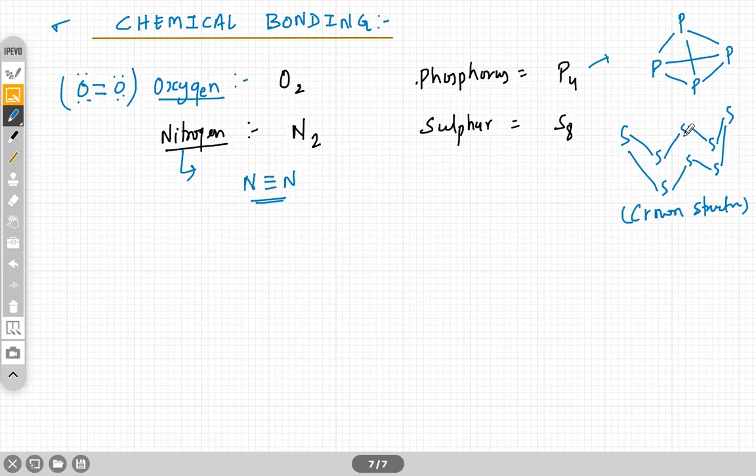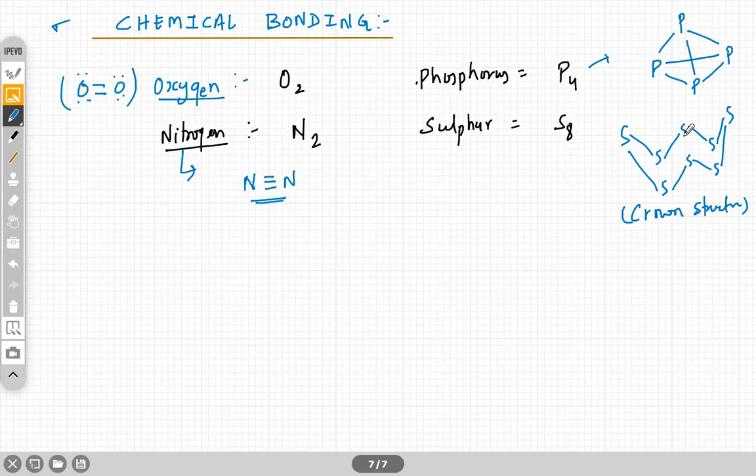But yes, certain things you will study in inorganic chemistry also when you do p-block elements, where we'll discuss them as well. But you will have an idea of all these things in this chapter, chemical bonding. How a sigma bond forms, how a pi bond forms, why phosphorus is not able to make a pi bond, why sulfur is not able to make a pi bond. All these things you will understand.